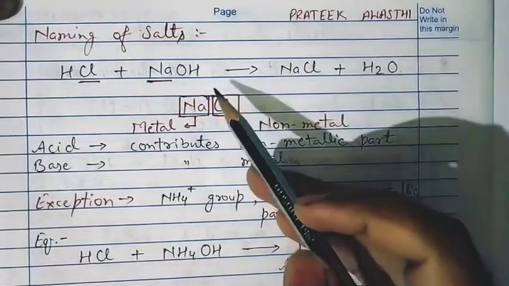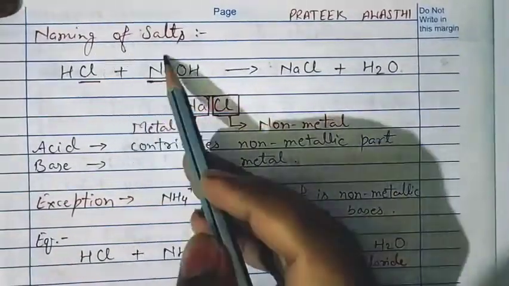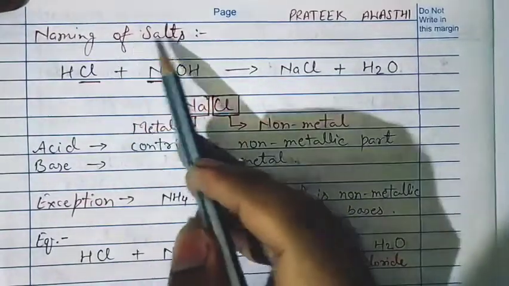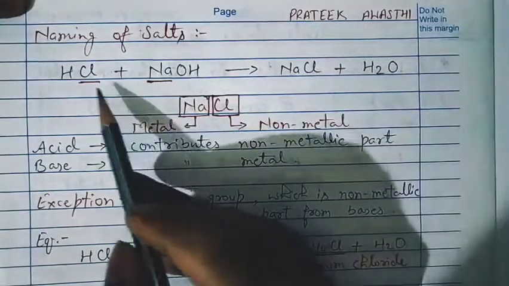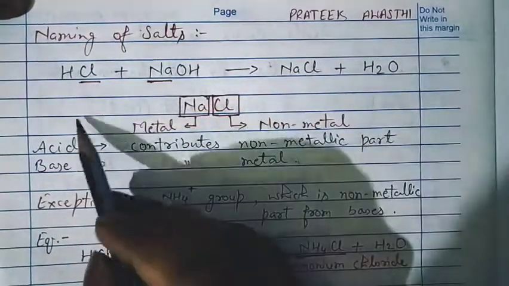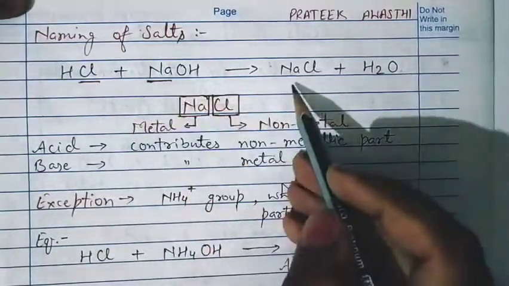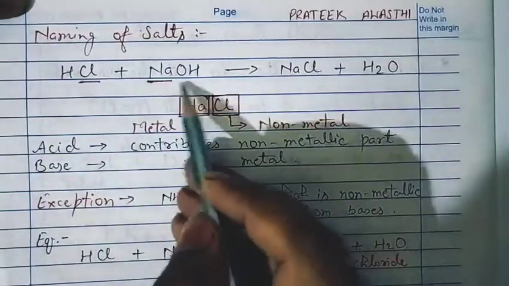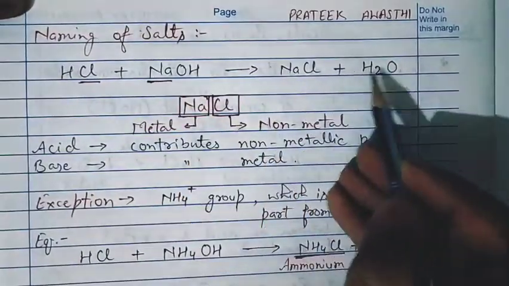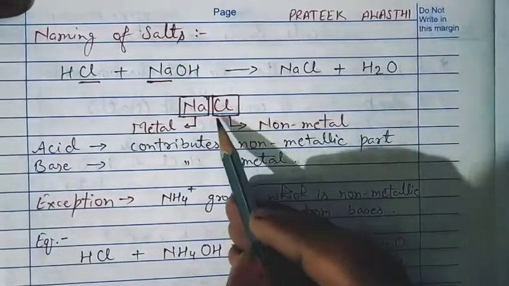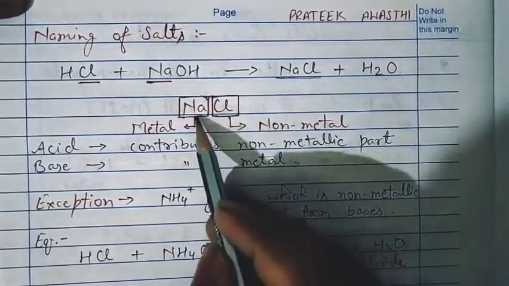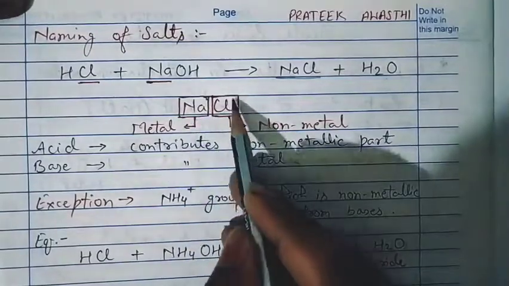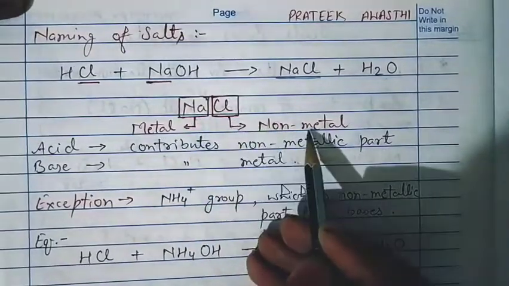After the preparation of salts, let's study naming of salts, means how the naming of salts is done. To understand this, first let's take an example of how salt is produced. The basic common salt preparation is HCl plus NaOH gives NaCl plus H2O. So you can see here, by analyzing the formula of this common salt NaCl, Na is the metal part and Cl, that is chlorine, is the non-metal part.